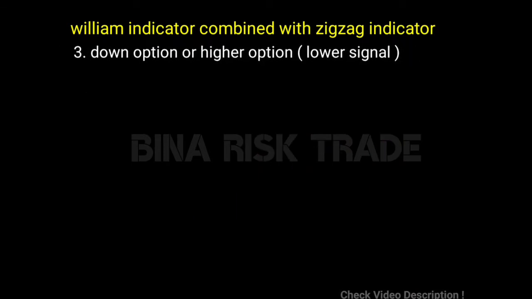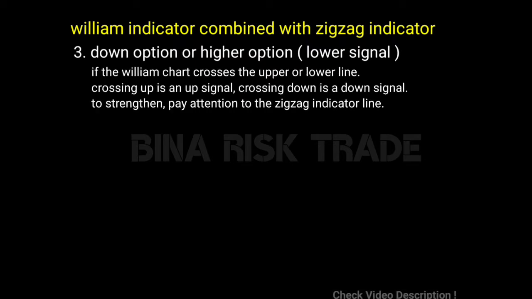3. Down option or higher option. If the Williams chart crosses the upper or lower line, crossing up is an up signal, crossing down is a down signal. To strengthen, pay attention to the ZigZag indicator line.